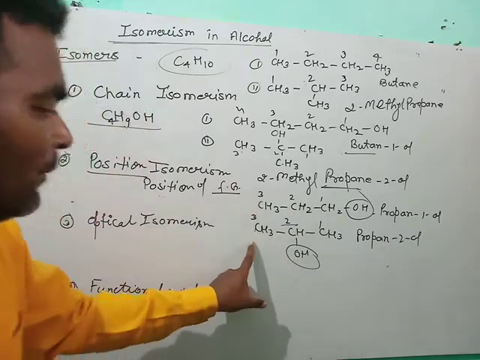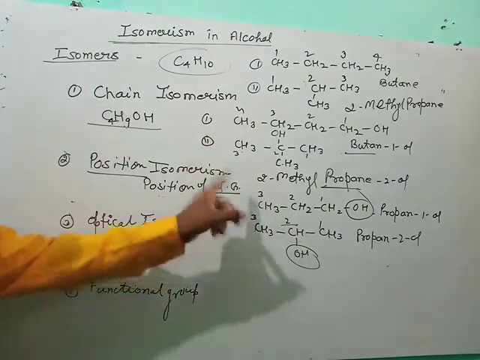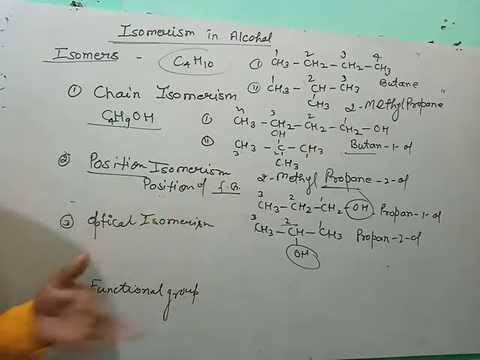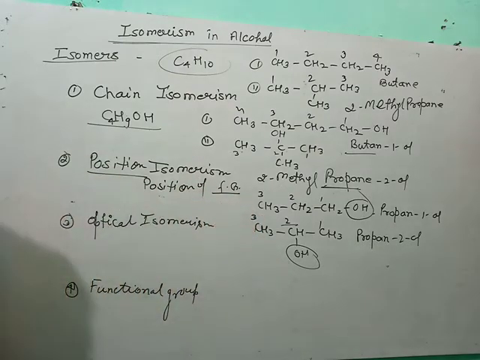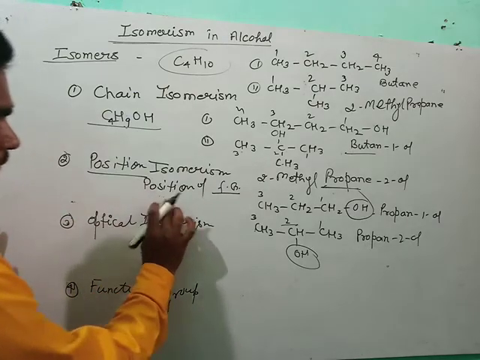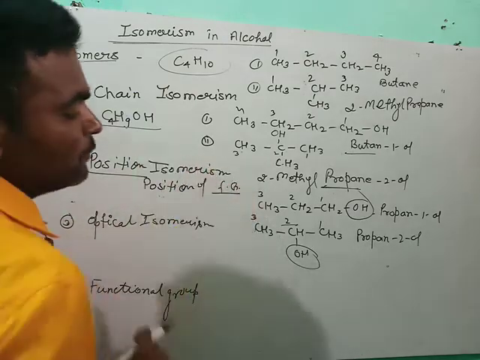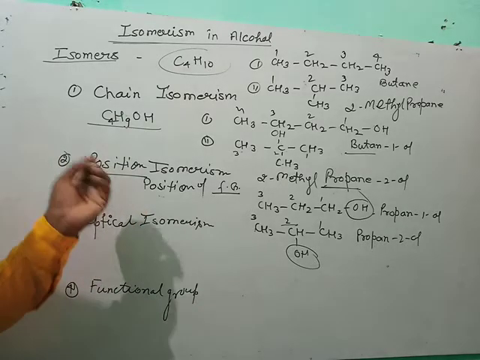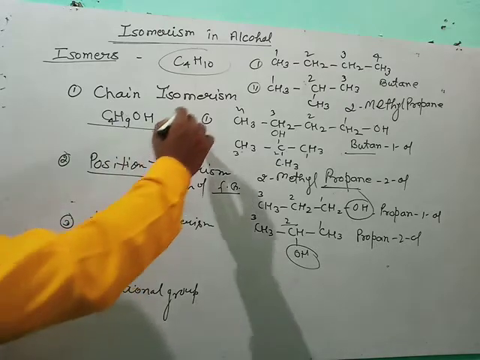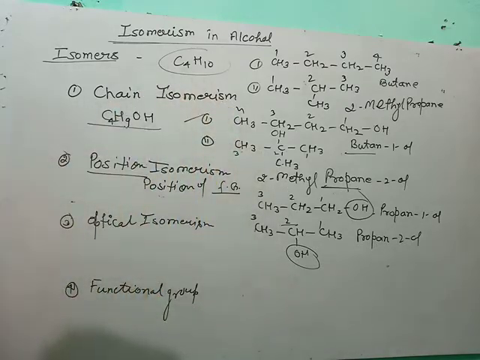Both of these compounds are propanol, but the first is 1-ol and the second one is 2-ol. So it is clear there is a change in position of functional group. So it is an example of position isomerism.